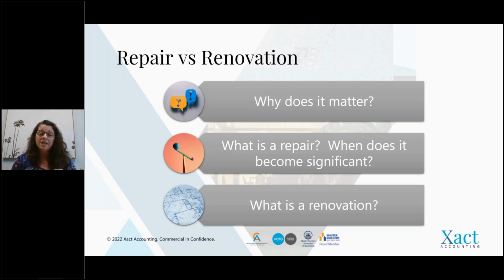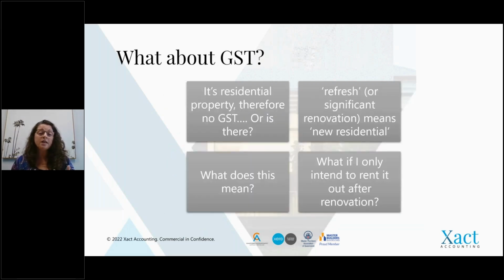And that's where things can change again, particularly in the GST space. And I don't want to touch too much on GST today because it is quite complex and there's quite a lot of factors that go into play when we're looking at those things. But it's important to understand the difference between a repair, which is immediately deductible, and a renovation, and what happens then if it becomes a significant renovation. All key things that we need to factor in when we're looking at property and what we're doing with the property.